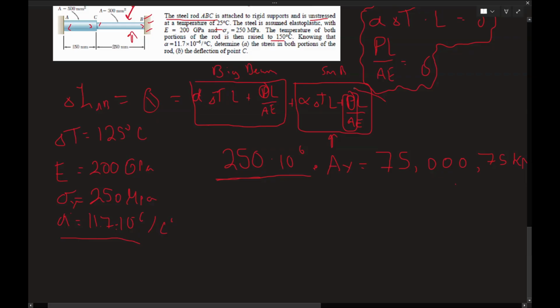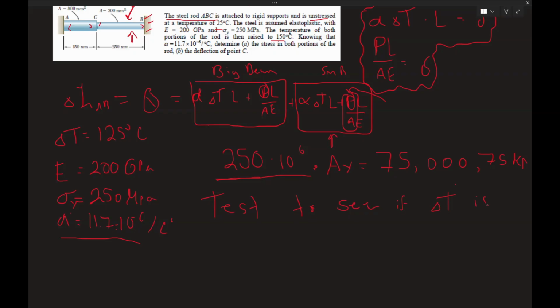So we can plug in this max force here, and then we find out the temperature. Like what temperature this is. This is now a test to see if delta T is over yield. And if it is over yield, then we just take this number, and that's our final answer. But if it's not over the yield, then we have to re-plug in with our delta T. We have to plug this back into the equation and solve for P because it didn't actually reach the yield.